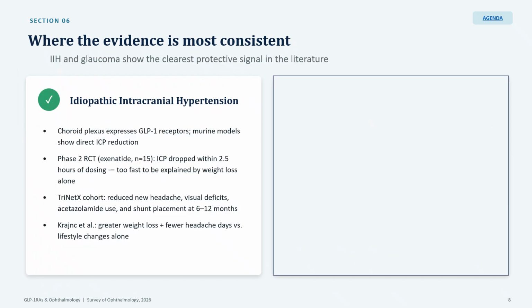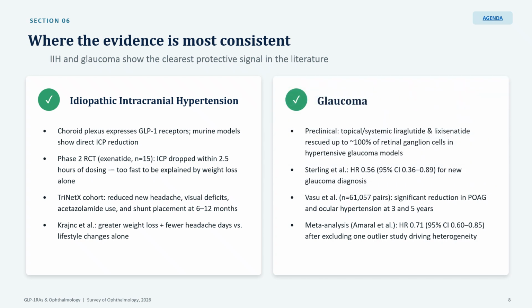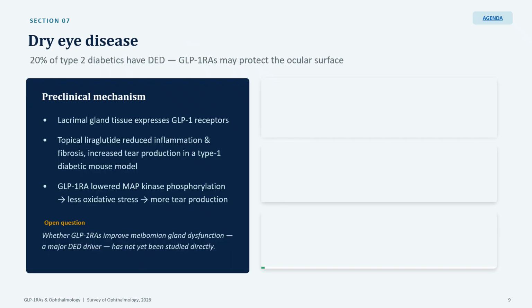Now, where the disease evidence is most consistent is in IIH and glaucoma, where GLP1 receptor agonists have shown the clearest protective signal in the literature. In IIH, choroid plexus expresses the GLP1 receptors, and murine models have shown direct intracranial pressure reduction. Similarly, in glaucoma, topical or systemic liraglutide and other drugs have rescued up to 100% of retinal ganglion cells in hypertensive glaucoma models. In dry eye disease also, there is evidence that it might be protective.